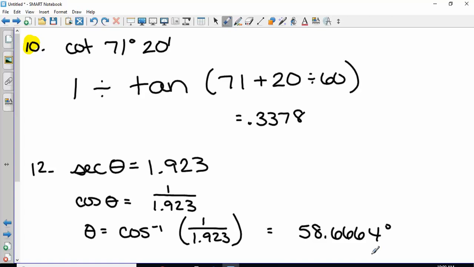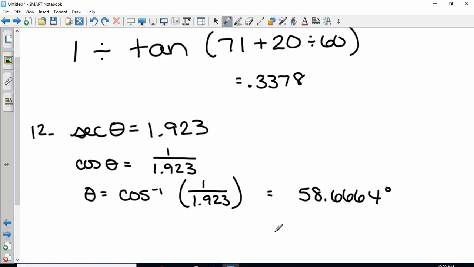What if I asked you to give me that answer in degrees and minutes? Do you guys remember how you get the minutes? Yeah, you take your decimal times 60 and round to the nearest minute. So that comes out to 39.98, so 58 degrees, 40 minutes. So I could ask you to give me your answer either way.